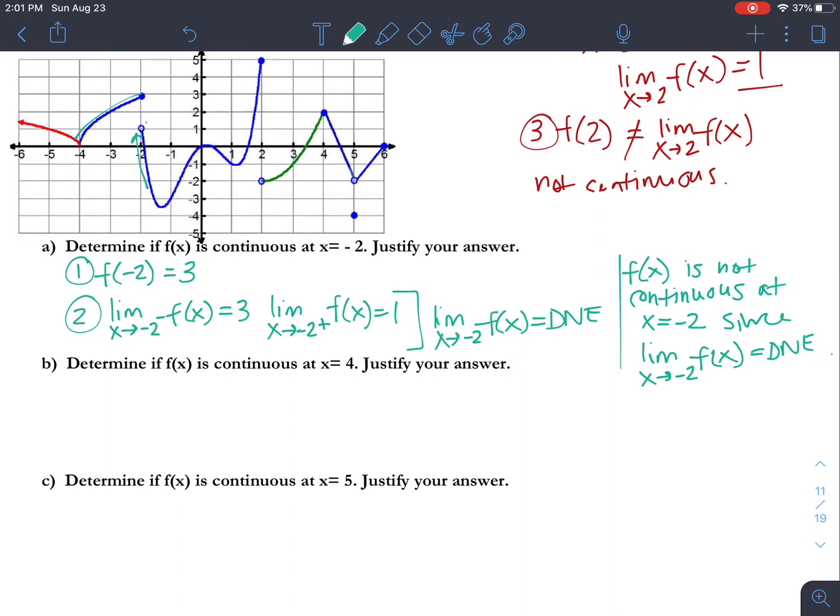Again, we start those steps. If any doesn't exist, we're done. Or we get all the way to step 3 and we see that it does exist, or they're not equal. Then it's not continuous. It depends. So let's take a look at letter B.